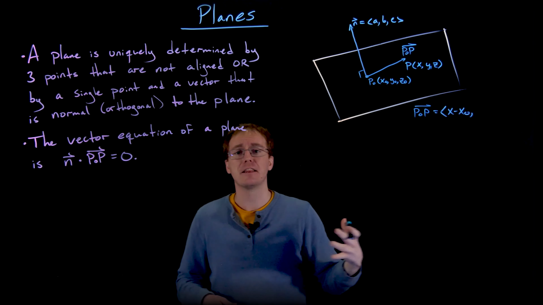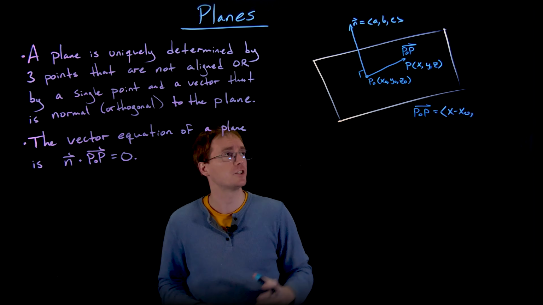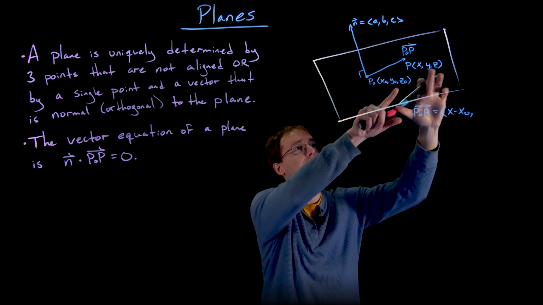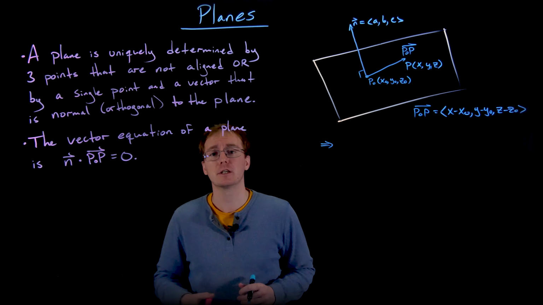And to find the second and third components, we do a similar process. Just take the difference between the second and third pairs of coordinates. So our second component will look like y minus y naught, and the third component to finish it off will look like z minus z naught. And so now if we go back to the vector equation of our plane, n dotted with the vector from p naught to p being equal to 0, if we plug in the components of these vectors that we have now labeled, we can create a scalar equation for the plane.